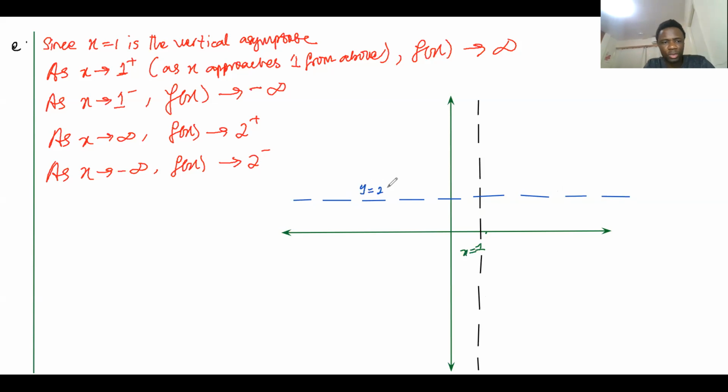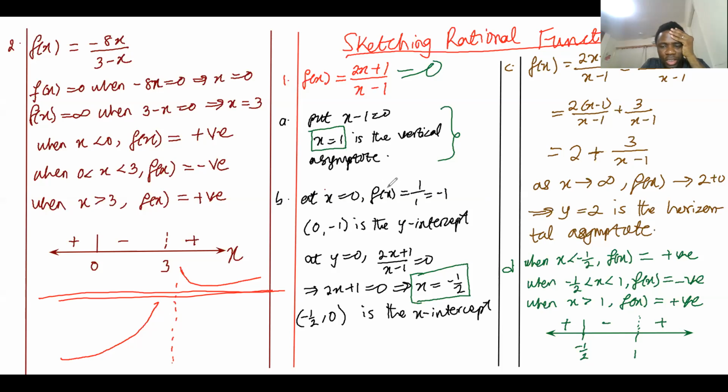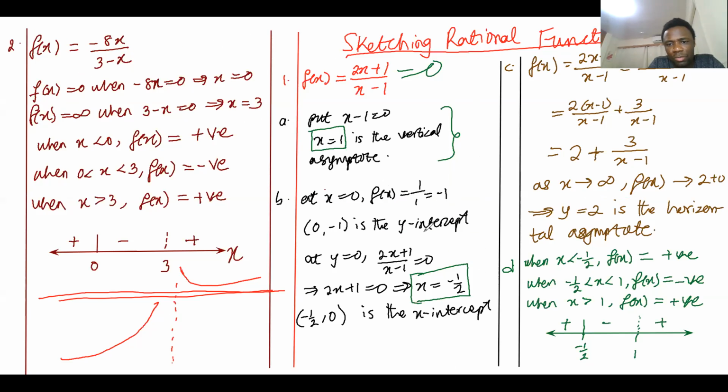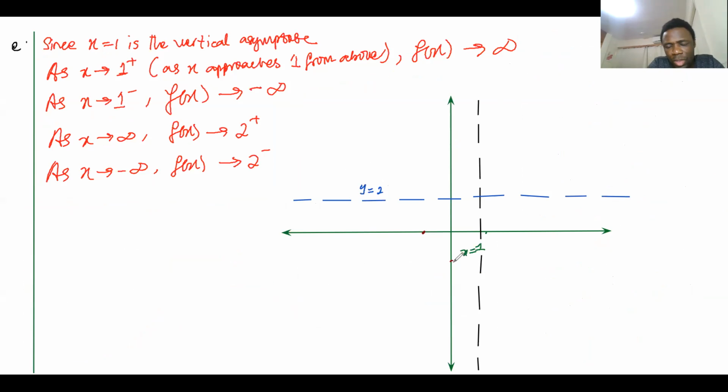Okay, what else do we have from this stuff? We have the intercept. It's going to cross the y-axis at (0, -1), and the x-axis at negative half. Okay, let's note those points. Negative half, it's going to be somewhere here. Then for the y, it is going to be 1. No, -1. So whatever curve we are trying to draw will cut here.